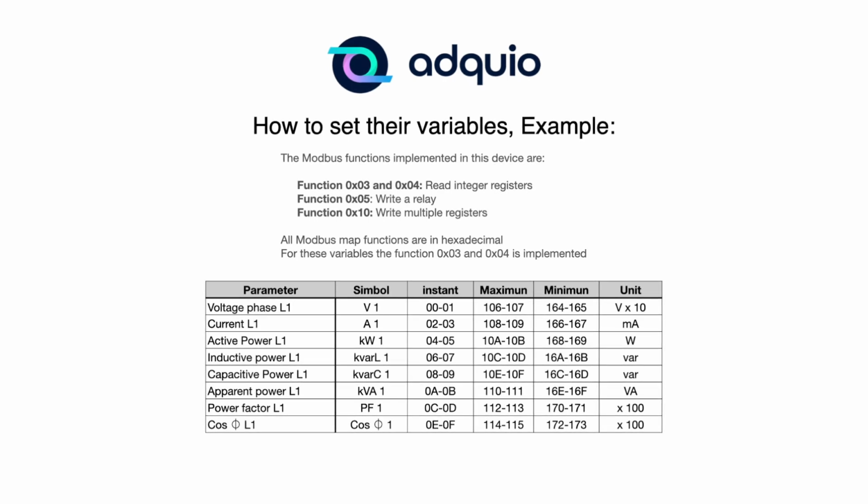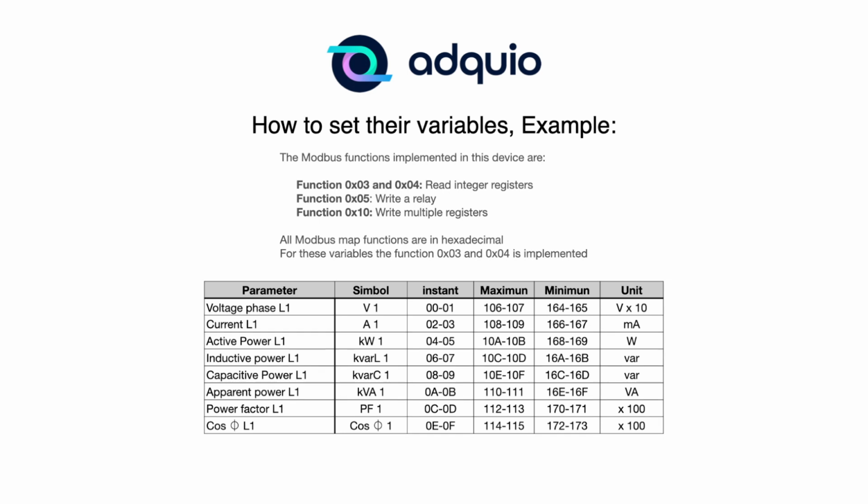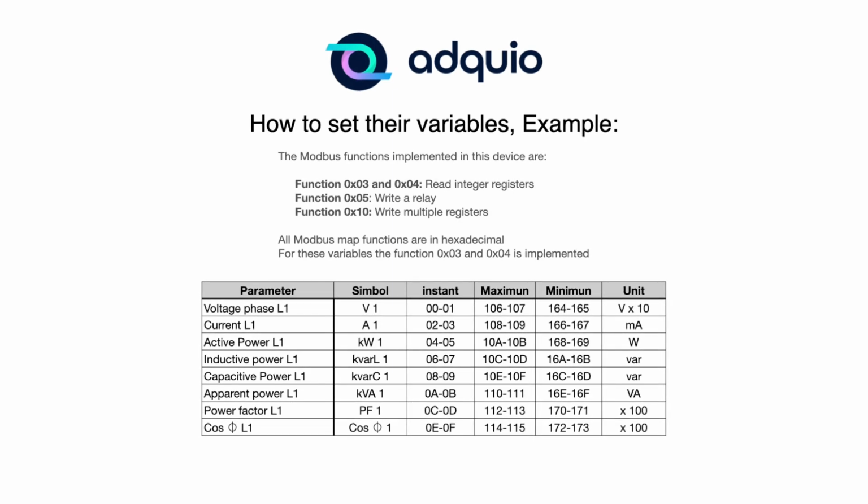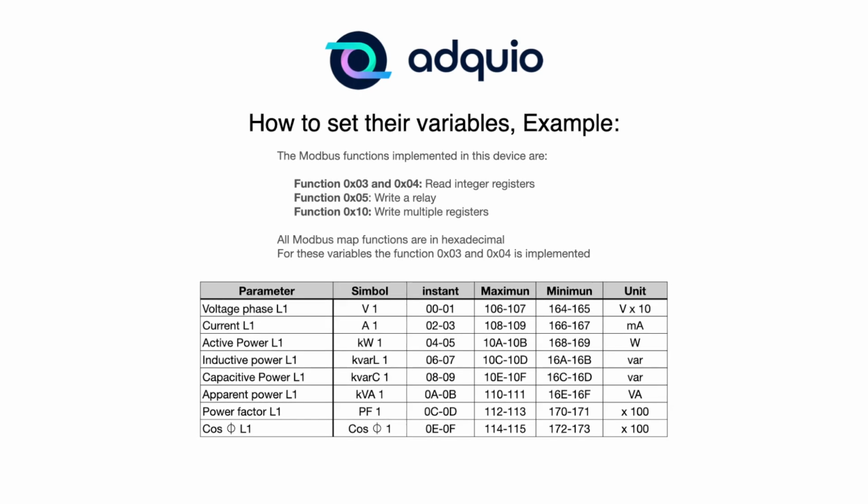It tells us that the Modbus functions that we are going to use are 3 and 4, which are readings of integer registers. Function 5, write a relay. Function 10, writing multiple registers. All of them in hexadecimal. From here, what we are going to stay with is the first one, simply the reading of integer registers.